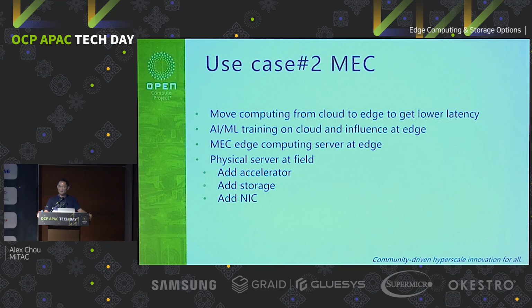Then let's talk about the use case for MEC, which is probably the idea of just moving some computing power or storage from cloud to the edge to reduce the latency. So the idea is we do the AI or machine learning training on the cloud, but we do the inference at the edge. In that case, we need some edge server like this. While we use the server at field, we probably also need to add some accelerator card, to also help the data processing. And we might have some storage locally, and certainly we still need a NIC for the communication.